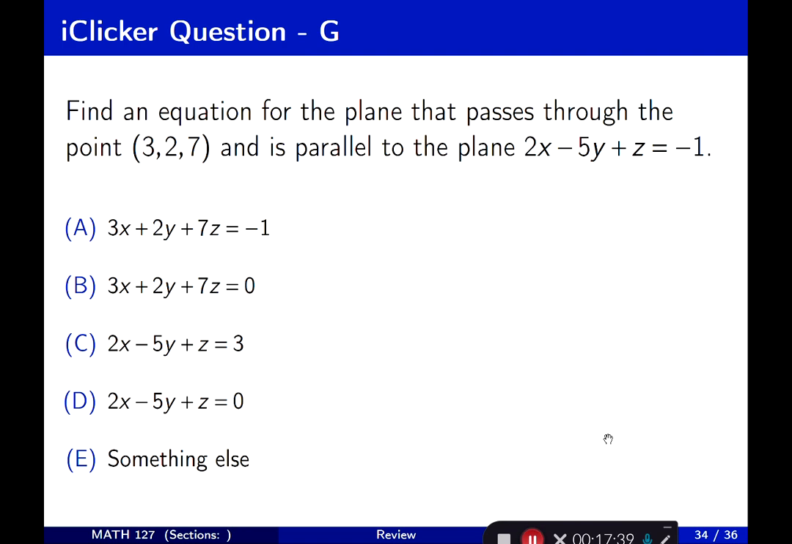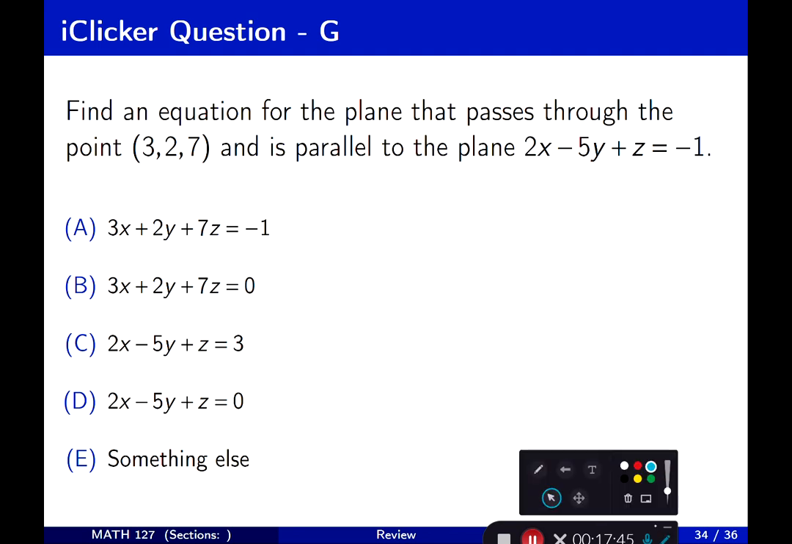iClicker question G: find an equation for the plane that passes through the point (3, 2, 7) and is parallel to the plane 2x minus 5y plus z equals -1. So let's take a minute and solve the problem and come back. A point is given and a plane that is parallel. What does a parallel plane mean? That means that if they are two parallel lines or parallel planes, they have the same normal vector, right?